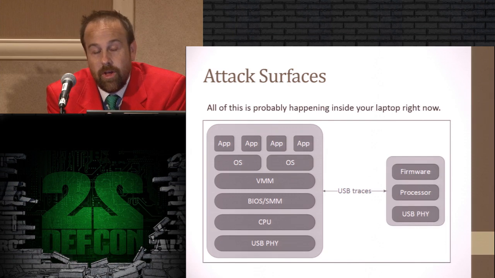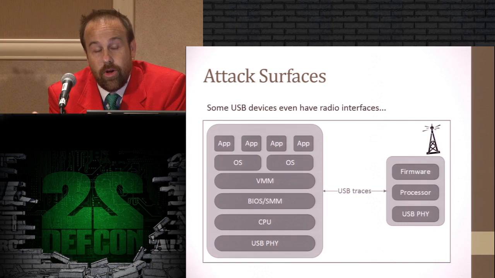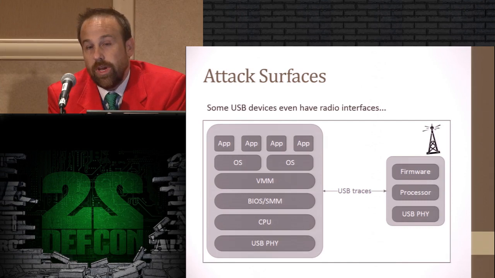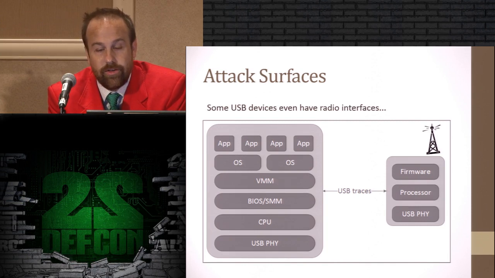The devices in your system, some of them also have radio interfaces. Like in the device manager screenshot that I showed earlier, one of the devices that I had was a Bluetooth interface. So this is talking to the outside, so it also has the attack surface of Bluetooth. There's also 3G modems, and a variety of different devices have other external interfaces. So it's not just a situation where malware could potentially reprogram this. If there's a vulnerability within the radio firmware, you can take advantage of that attack surface as a foothold into the system.